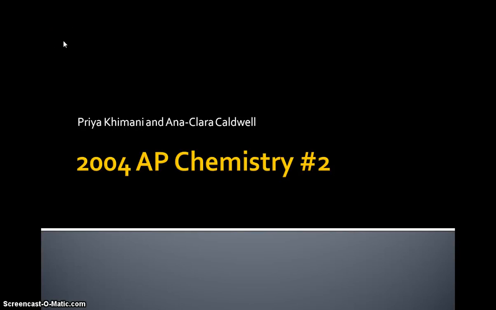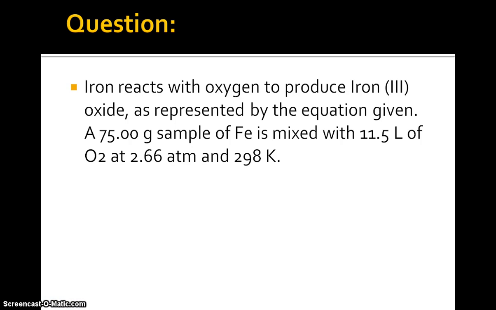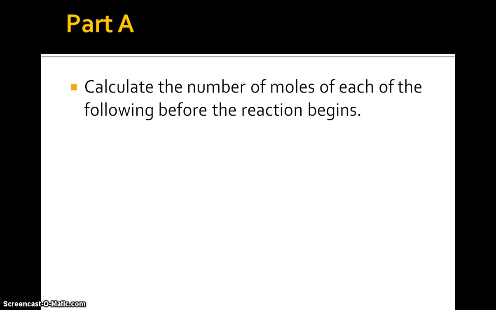Hi, this is the 2004 AP Chemistry Free Response question number 2. The question is, iron reacts with oxygen to produce iron(III) oxide, as represented by the equation given. A 75-gram sample of iron is mixed with 11.5 liters of oxygen at 2.66 atm and 298 Kelvin. So part A asks us to calculate the number of moles of each of the following before the reaction begins.